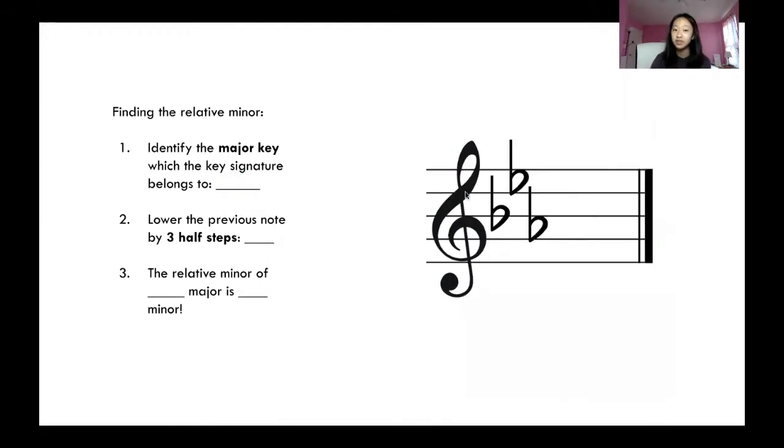Now we're going to do it with a different key signature, and I'll give you a few minutes to figure this out on your own.